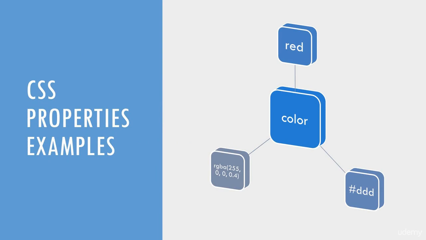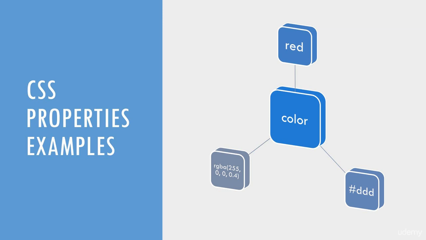One is the color property, and the color property is used to define the color of text. Possible values include the name of the color, like red, a hex value, like hashtag DDD, or a RGB or a RGBA value, like 255.0.0.4. RGB stands for red, green, and blue, and the A stands for alpha. The RGB values range between 0 and 255, and the alpha value ranges between 0.0 and 1.0. 0.0 means it's fully transparent, while 1.0 means it's fully visible.